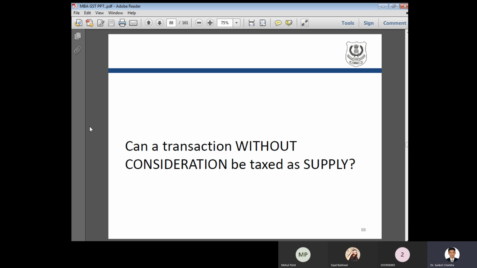Can a transaction without consideration be a supply? Yes, what do you think? Can a transaction without consideration be taxed as a supply, or is it not a supply?